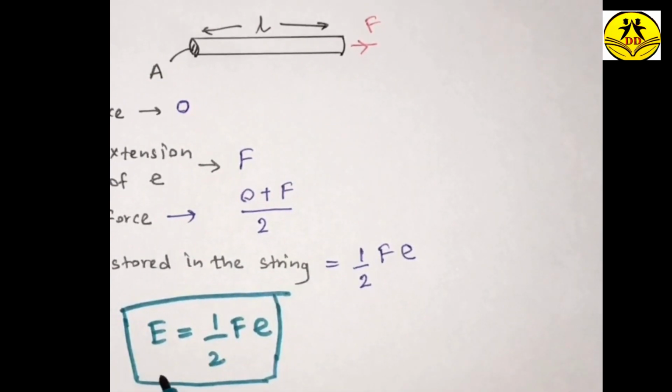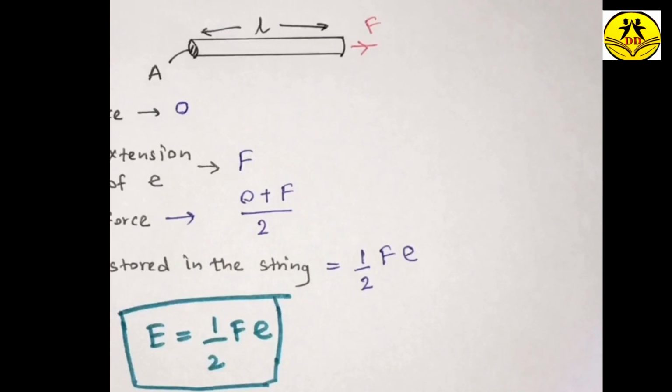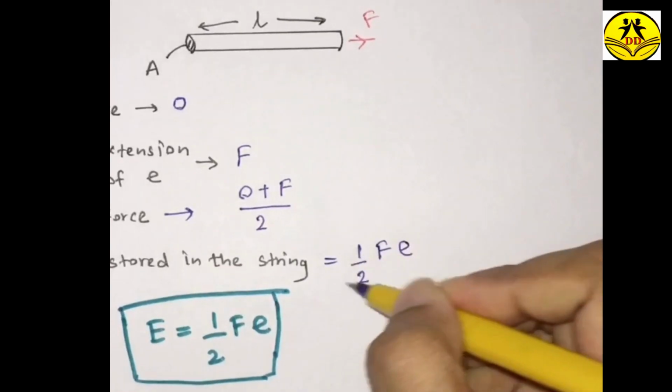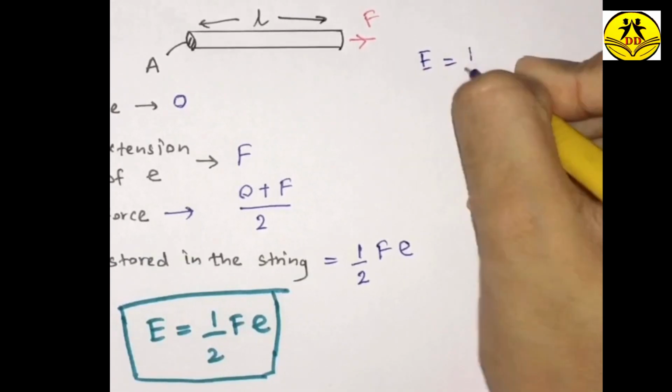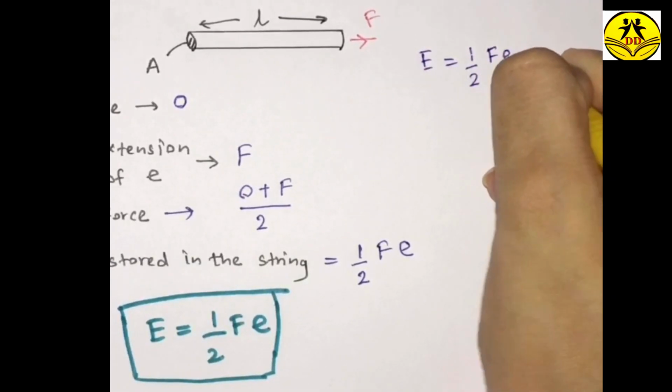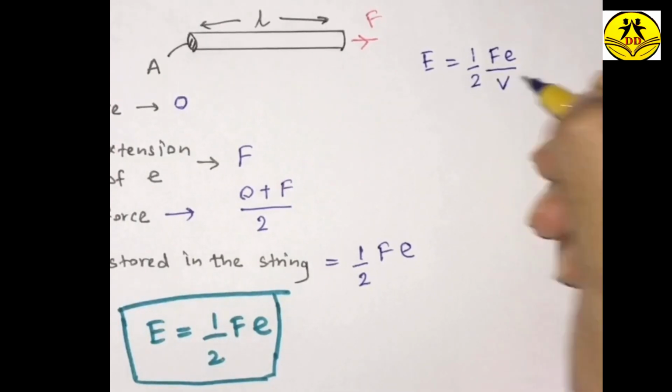This is the energy stored, force exerted, and the extension. So if we have to find the stored energy of the string per unit volume, then we have to divide that energy. This is the energy per unit volume they are asking, so we have to divide it by the volume.